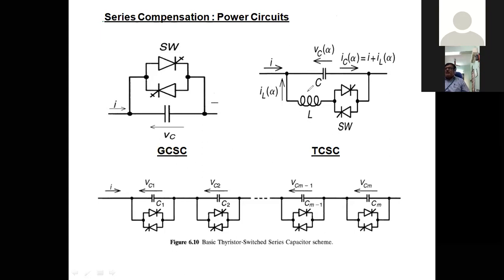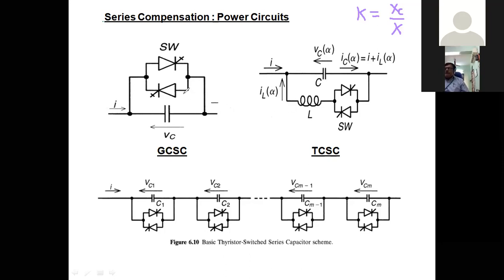C, series capacitor. Already in the objectives we have defined the degree of series compensation, that is XC by X, where X is the total reactance of the transmission line, and XC is the external capacitive reactance added in series with this transmission line, so that the overall reactance will decrease, the transmission line becomes shortened, the power handling capacity will be increased, the power flow is also increased, and reactive power compensation takes place in parallel.